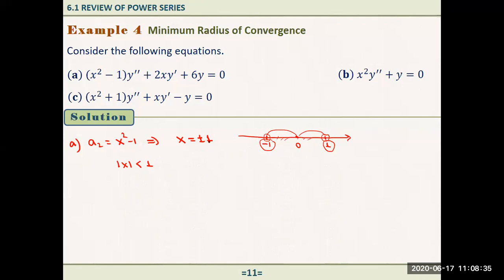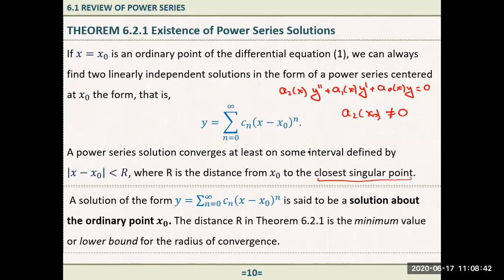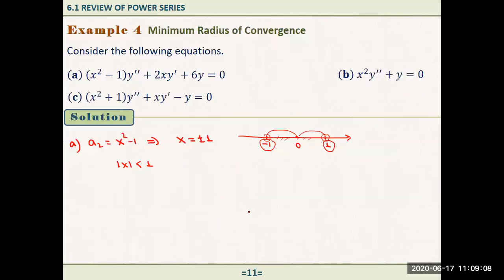How about outside, beyond -1 and beyond 1? Also, they are ordinary points, but the radius will be different. Because in the theorem, we are saying that a power series solution converges at least on some interval defined by absolute value of x minus x sub 0 less than r, where r is the distance from x sub 0 to the closest singular point. The closest singular points are -1 and 1.